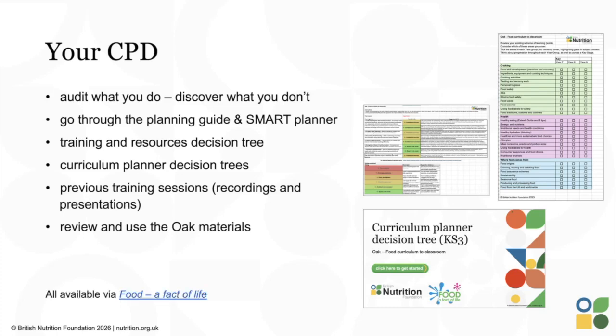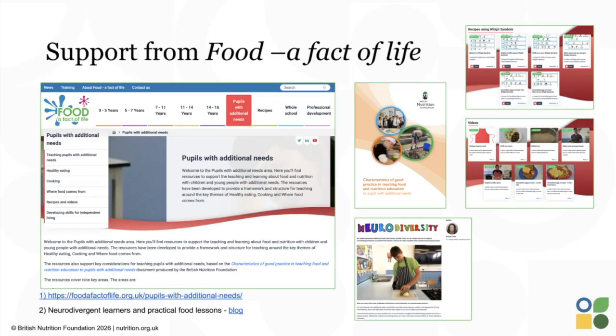You can get all the information as tonight from the Food: A Fact of Life website following that link. And again, when you get this presentation, you'll be able to click right the way through. There's also further support from Food: A Fact of Life. As I mentioned, there's a dedicated area for pupils with additional needs. And it's great that's on there. Again, it has information around healthy eating, cooking, where food comes from. There's also recipes and videos as well.